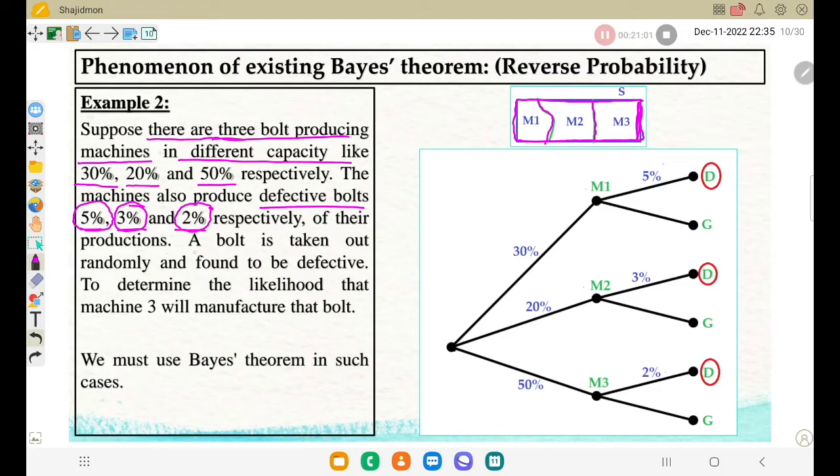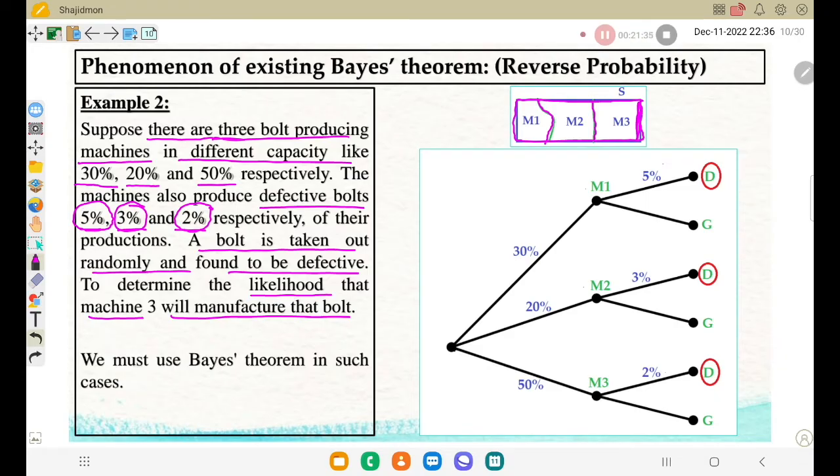Now what happened? We are taking one bolt. The 3 machines are producing the bolts. For quality control, we take one bolt randomly, and it is found to be defective, not a good bolt. Determine the likelihood, the possibility, that it was manufactured by machine 3.